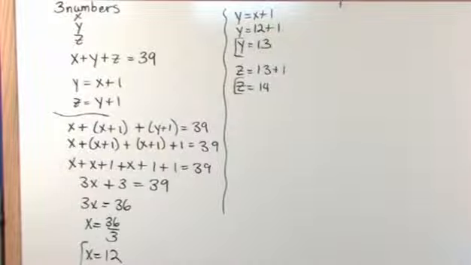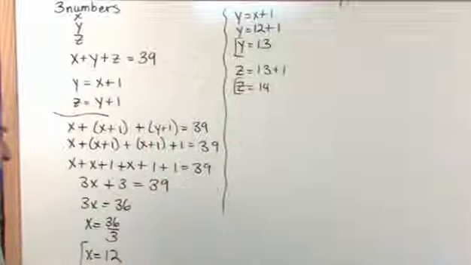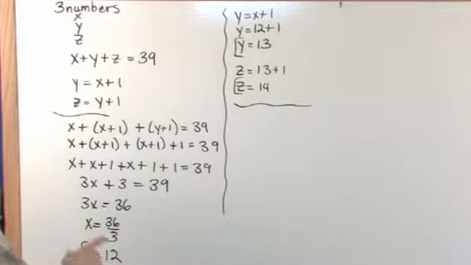Okay, so we have our answers: 12, 13, and 14. First thing to do when you check your work, which is what we're going to do next, is are they consecutive? Yes, they are. 12, 13, 14, they're all consecutive. Okay, and do they add up to 39 is the other part of the problem. They have to all add up to 39.